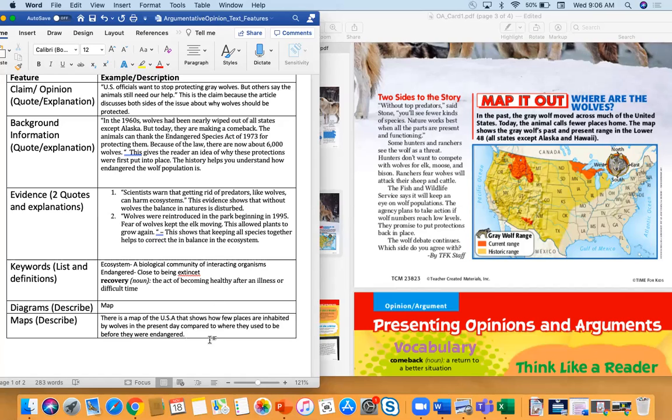So let's see. There's a map of the USA that shows how few places are inhabited by wolves in the present day compared to where they used to be before they were endangered. This is great. So even maps and diagrams, of course, can support arguments in articles.